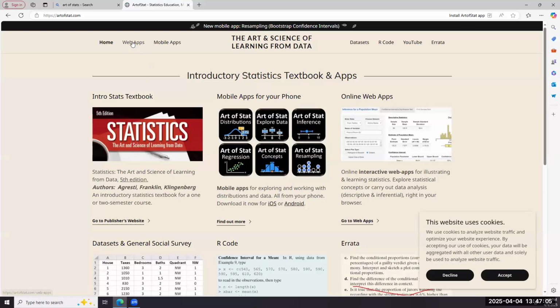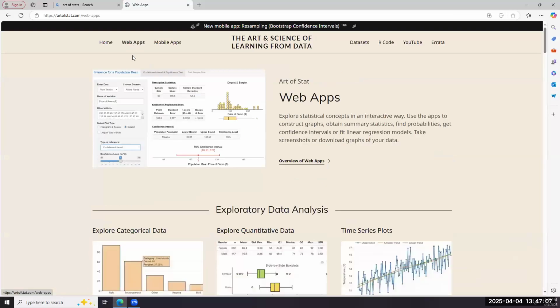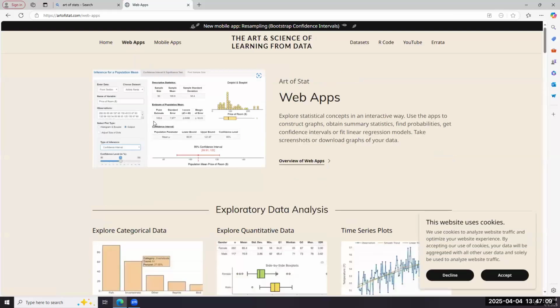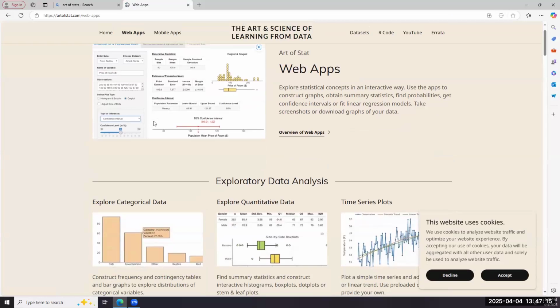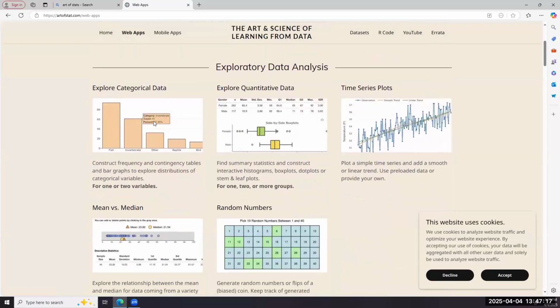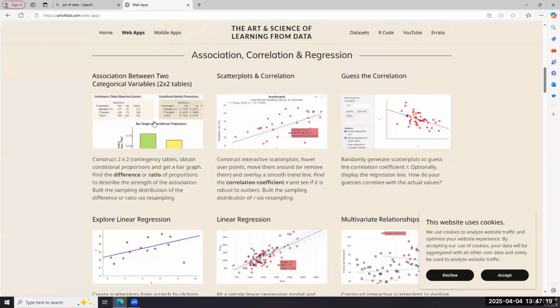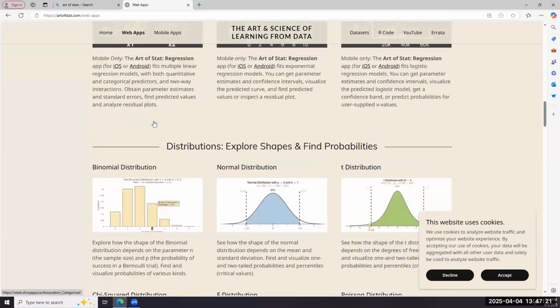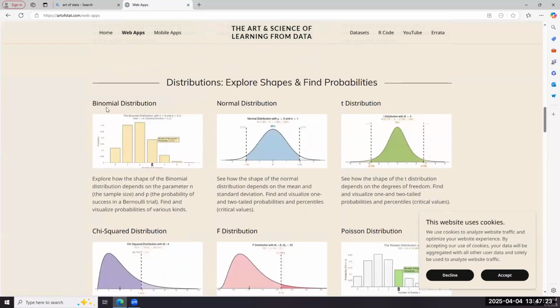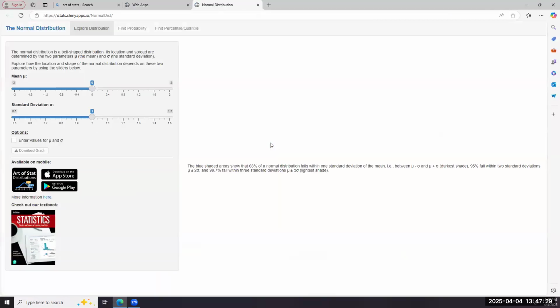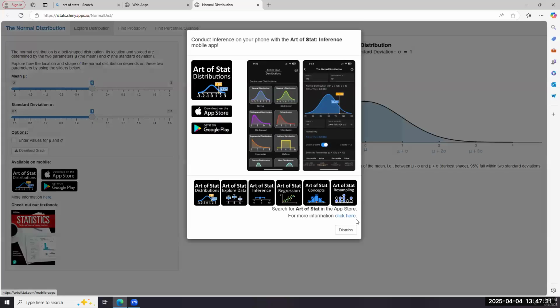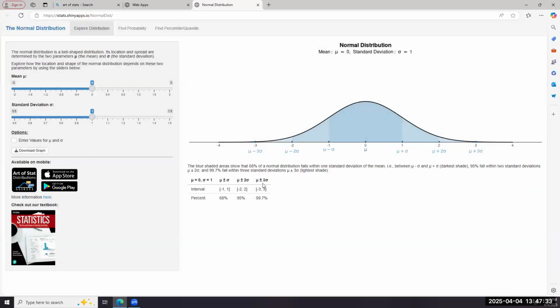You go to the web. You can also go with a cell phone. It's free just to try it, and the web application is free. So we need the normal distribution. Go down, down, down to get distribution. That's the binomial distribution that we used in part 1, and this is going to be the normal distribution.